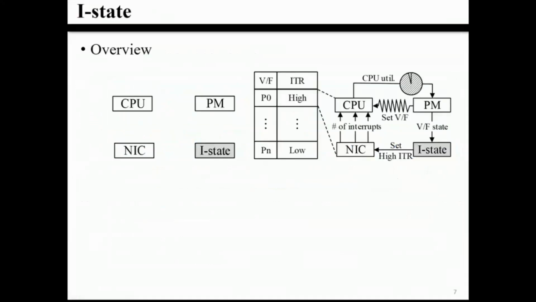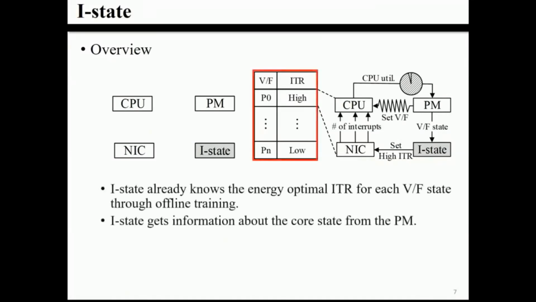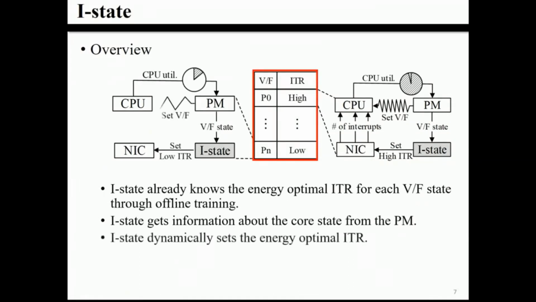Based on the motivation, we propose iState. iState already knows the energy optimal ITR for each VF state through offline training. Power management collects the current CPU utilization and notifies the next VF state to iState. iState finds the energy optimal ITR from the mapping table. iState can save energy without compromising performance because interrupt processing overhead is mitigated.